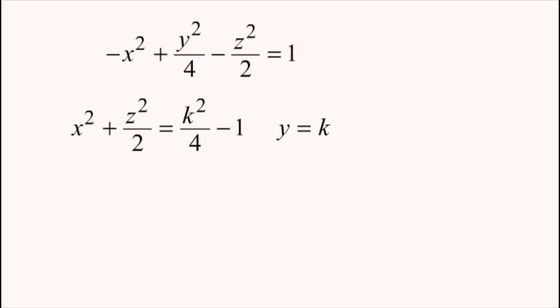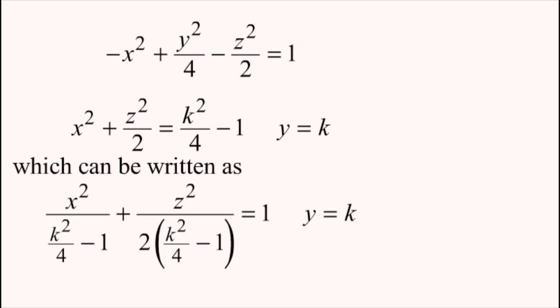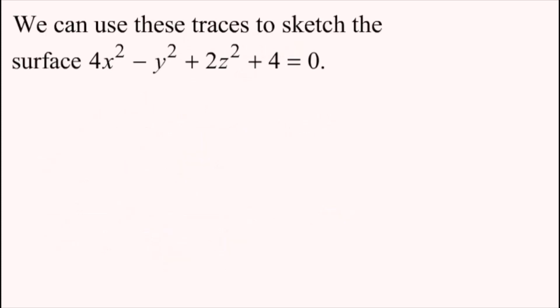There'll be some constants that this will work for. We divide through by k squared over 4 minus 1 in order to get 1 by itself on the right. And we're going to recognize that we have a conic here, and we actually have an ellipse this time. We have the signs of both terms the same. We have positives.